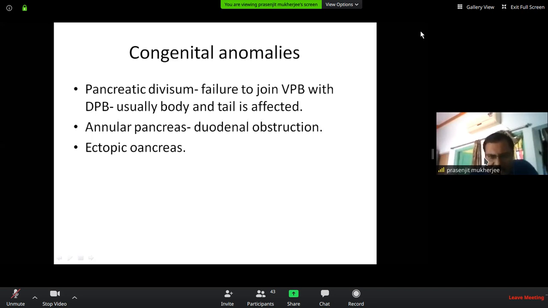Annular pancreas: again there is some erroneous rotation and erroneous fusion of the ventral and dorsal pancreatic parts, as a result of which there is a constricting ring-like pancreas, which usually affects the second part of the duodenum. What happens? Usually there is vomiting and duodenal obstruction. If you do an X-ray in the neonatal period or childhood, in a child who is repeatedly vomiting, we will find a double bubble appearance. One bubble is for the stomach, another bubble is for the duodenum.